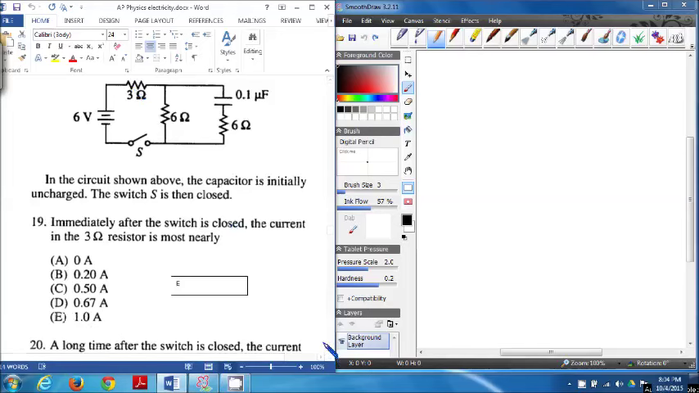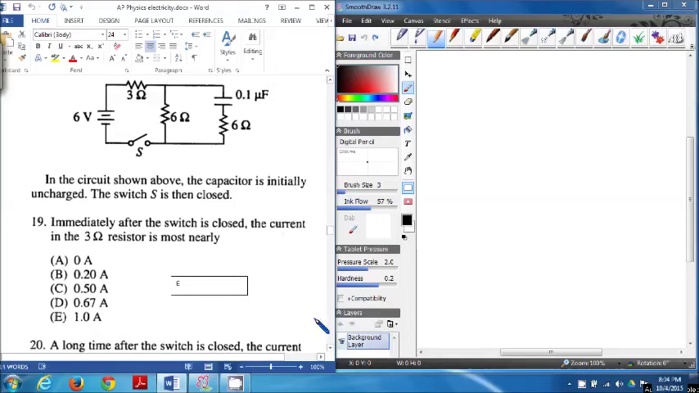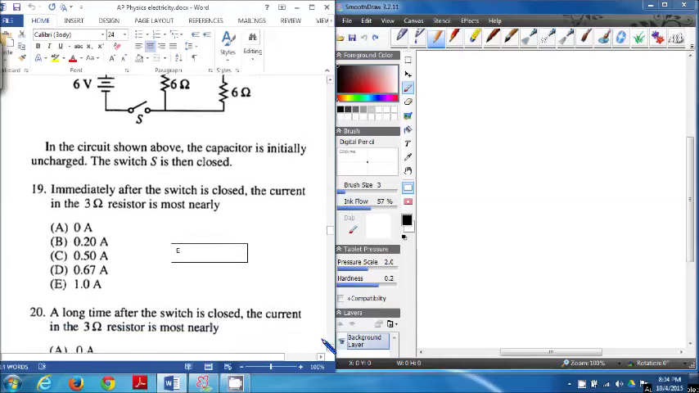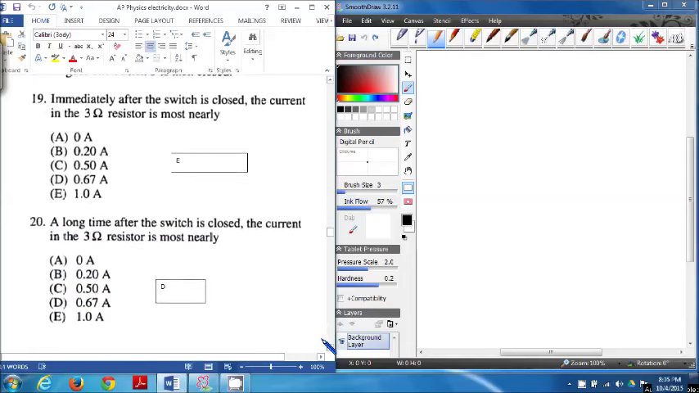So a long time after the switch is closed, the current in the 3 ohm resistor is most nearly? We have to take into account only the 6 and 3 ohms, so 9 ohms. 6 by 9 gives us 0.67 amperes. So the answer is D.